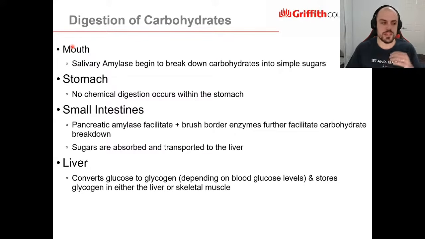In the mouth, salivary amylase is already starting to break down those carbohydrates and chop them up into those basic sugars. Like I said before, if you take a piece of white bread, take a big bite out of it and just chew it for a few minutes, you will find it will start to taste sweet.